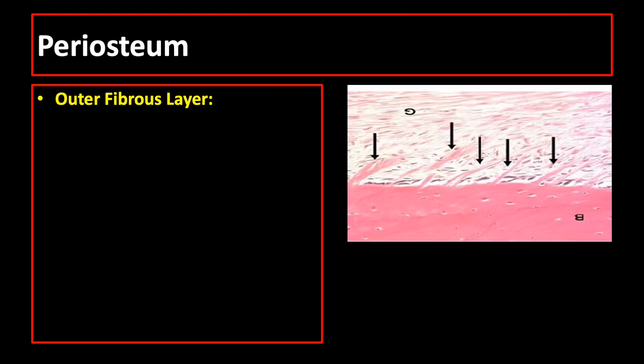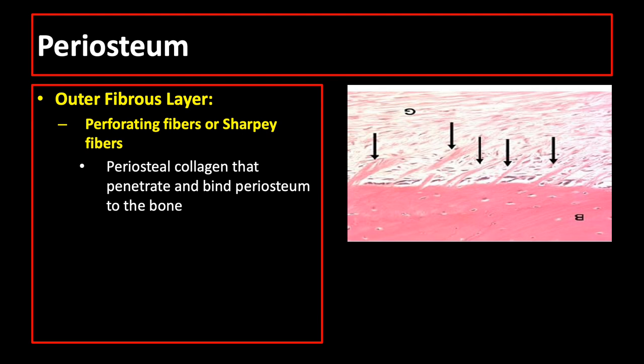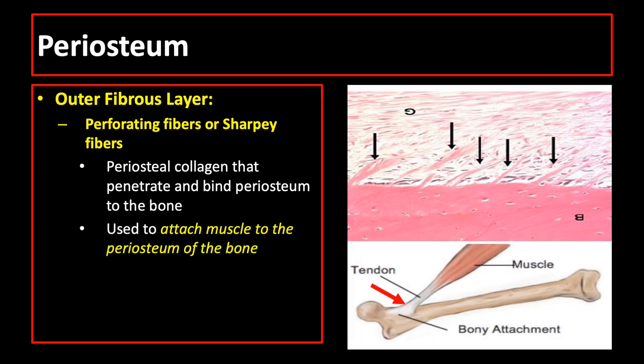There is a special type of fiber, made up also of collagen type 1, in the outer fibrous layer of the periosteum. It is called perforating fiber or Sharpey fiber, as pointed with black arrows in the picture on the right. Sharpey fibers are used to attach muscle to the periosteum of the bone by merging with the fibrous periosteum and underlying bone. So that is Sharpey fiber.